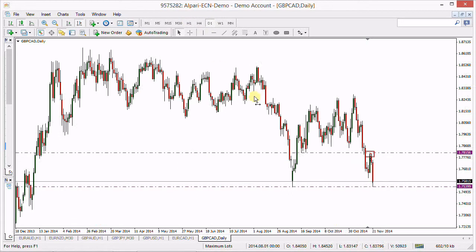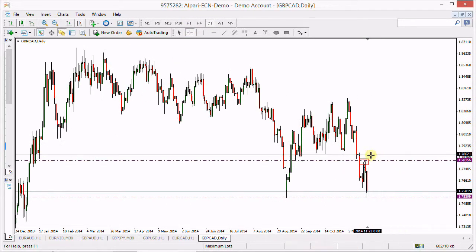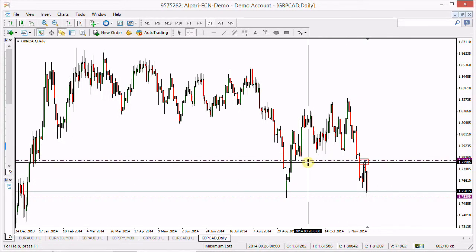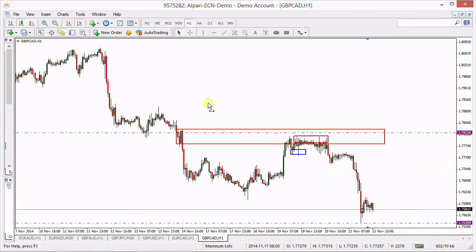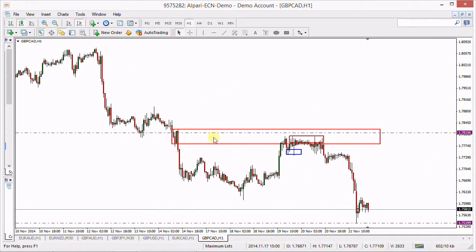This is something we look for. This is either from a long-term perspective based on this price action on the daily chart, but this could easily be taken by just looking at the H1 as well.